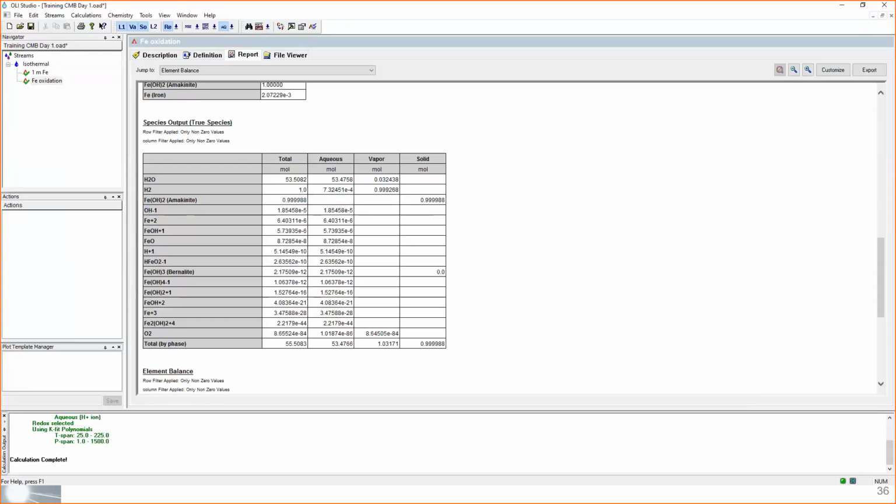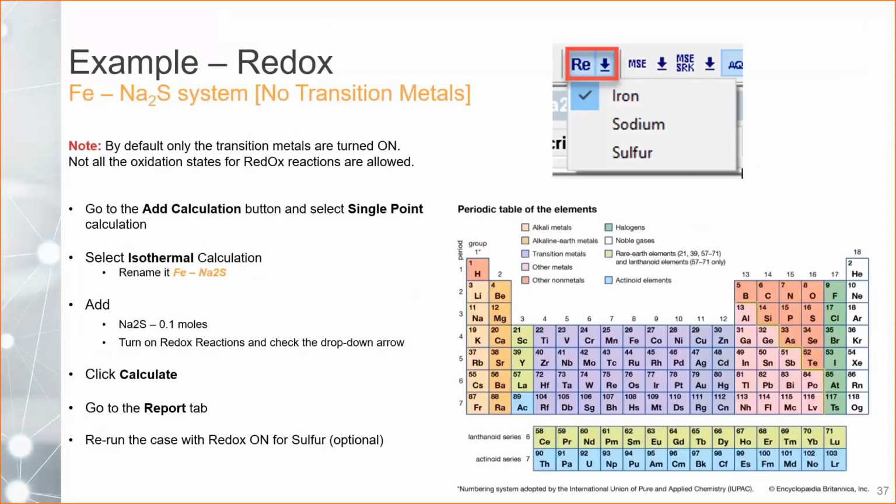Okay, any questions? Maybe I'm just going too fast. Do we understand why we have to turn on the redox in order to account for the oxidation state of iron, etc.? Just let me know. You can always write in the chat. Remember that you are all muted, so if you want to talk, simply go ahead and unmute yourself so that you can ask questions.